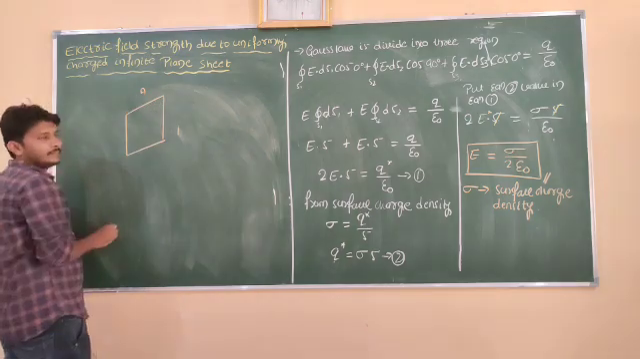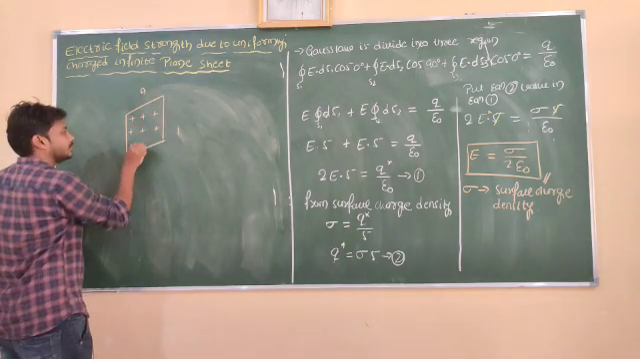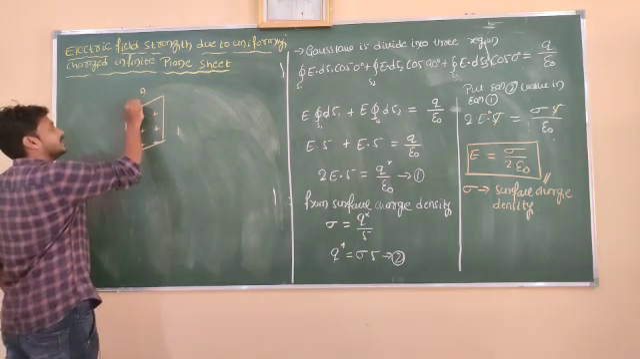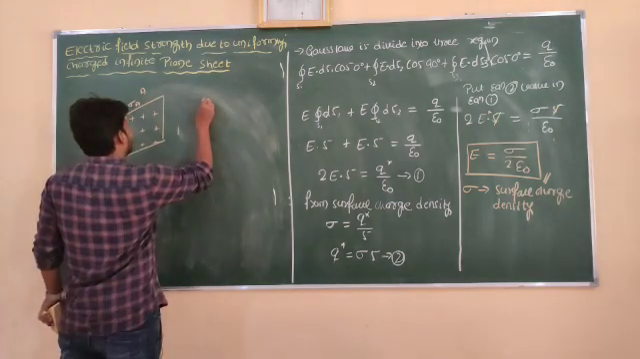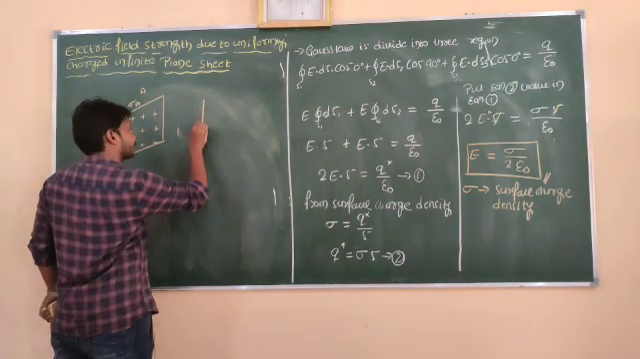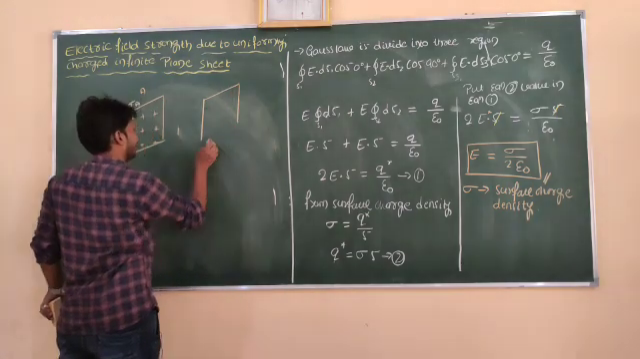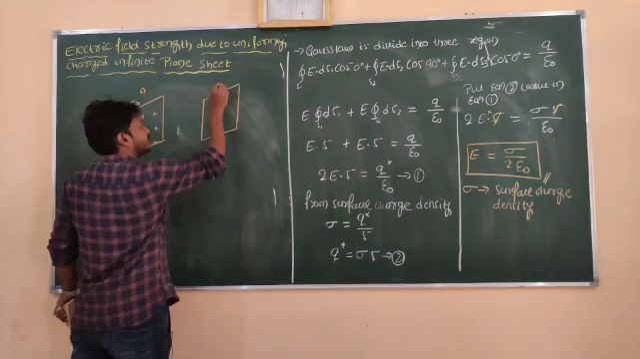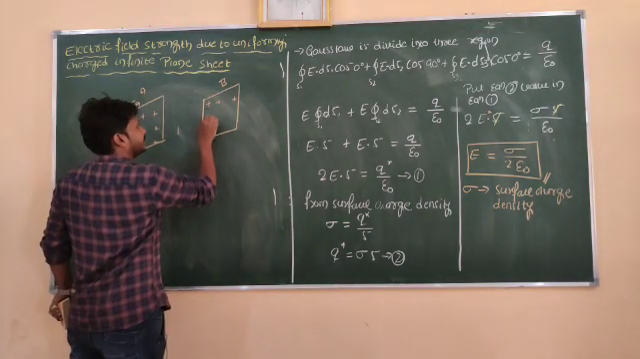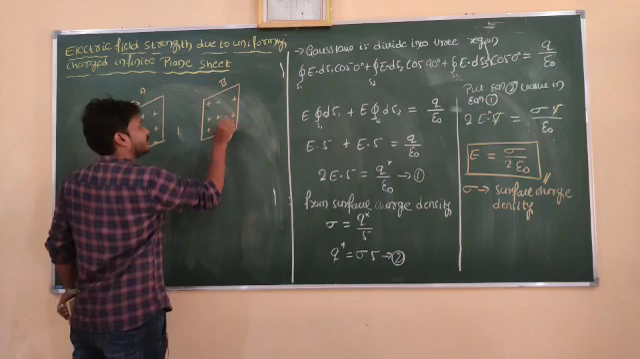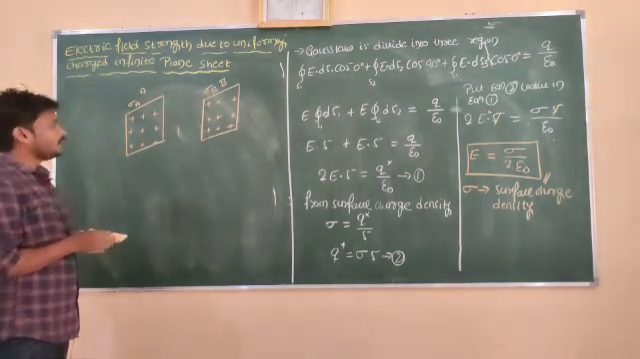So this is plate A. The charge is positive here, and the surface charge density I will consider as sigma of A. Parallel to this, I will consider another plate. So this is plate B. For this second plate, I will name the surface charge density as sigma of B.